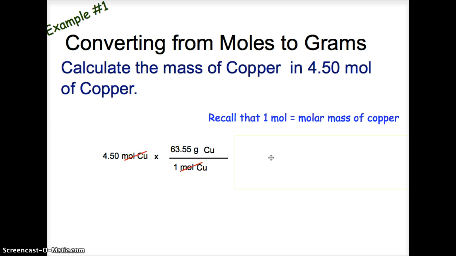You do the math and you will come up with a number like 28597. That's what your calculator will read, but you can only report 3 significant digits because of that 3 significant figures are in your problem that you were given. So you would round that to 286 grams of copper. So the answer is 286 grams of copper are in 4.5 moles of copper.